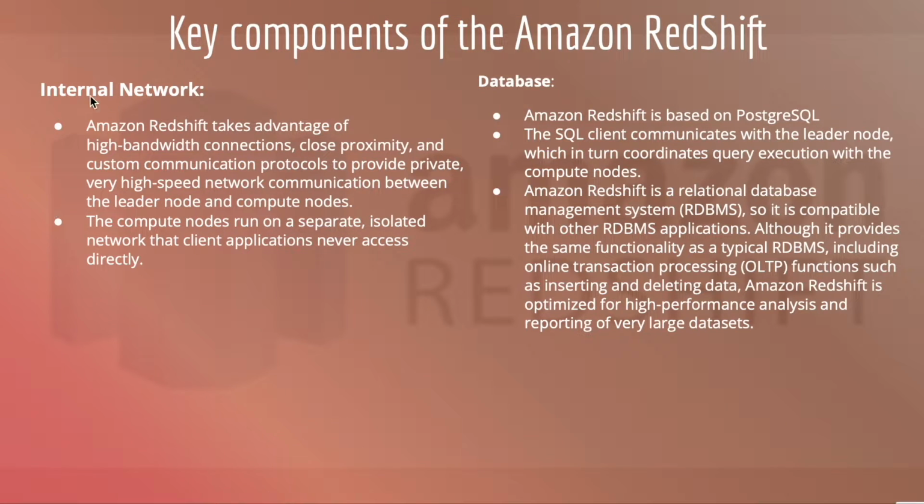Moving on to the next, we also have the internal network. This component talks about how it manages all the connectivity and network communication between all the different components of Amazon Redshift. We also have the database, which is a component of Amazon Redshift. Now, Amazon Redshift is a relational database, and it's also compatible with other relational database applications and can be integrated with them.